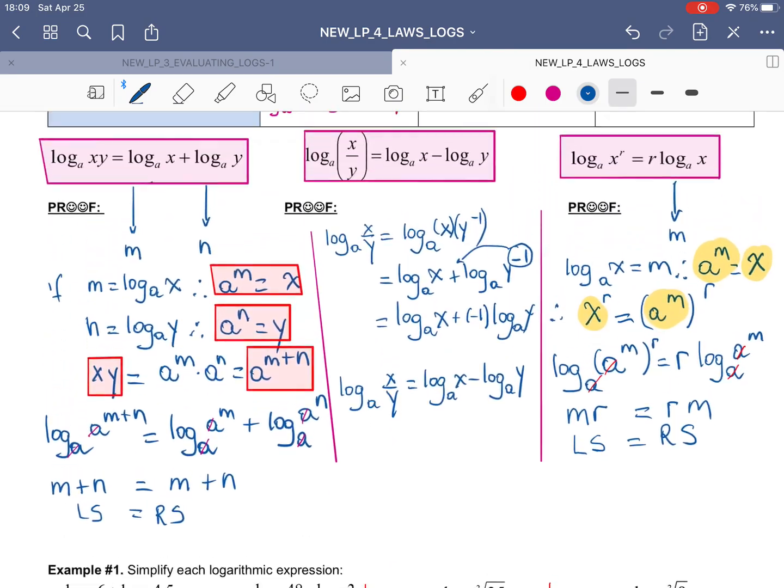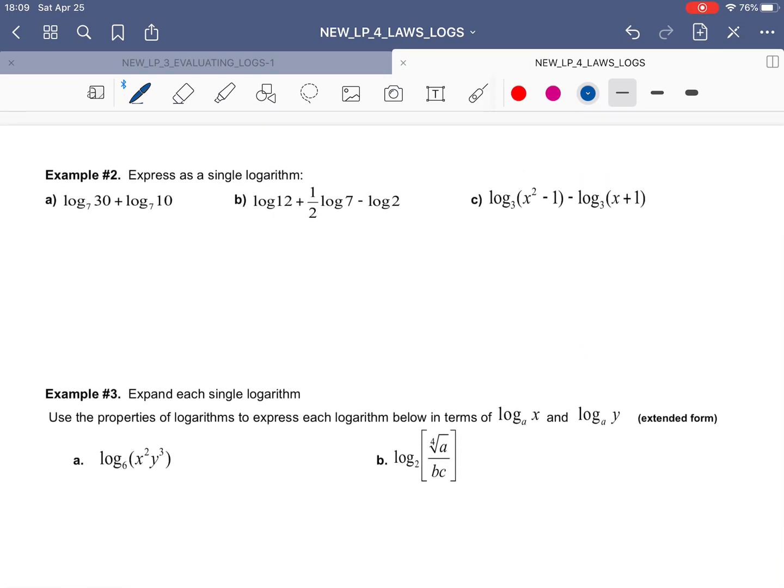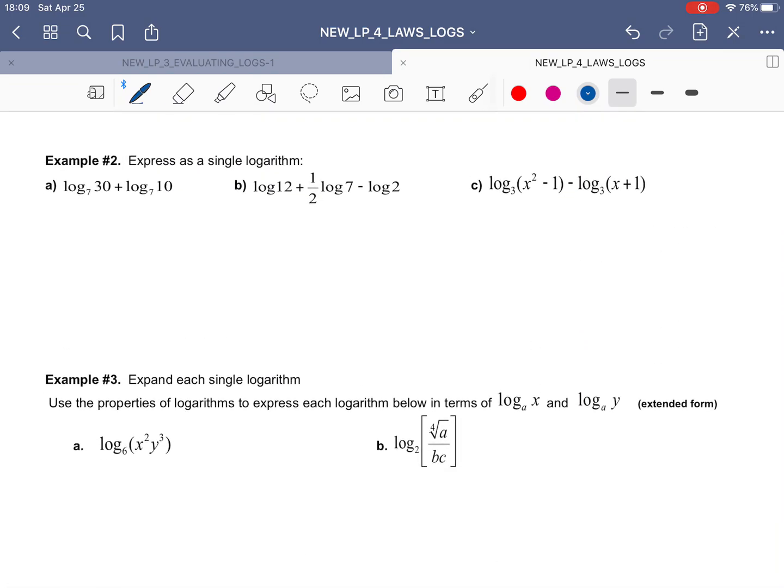Okay, so moving on to the next page, we have a few more practice questions we want to work with. Log with base 7 of 30 plus log with base 7 of 10. And here we have log 7 of 30 times 10. That's log 7 of 300. Now the question in this case is just asking to express as a single log, so that means we're done here.